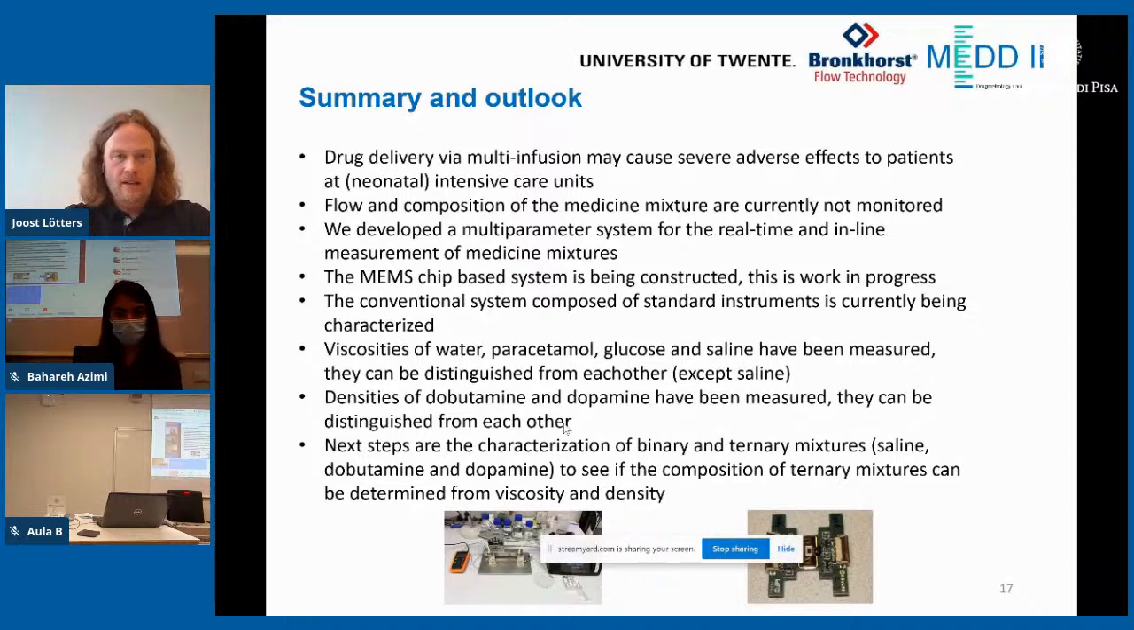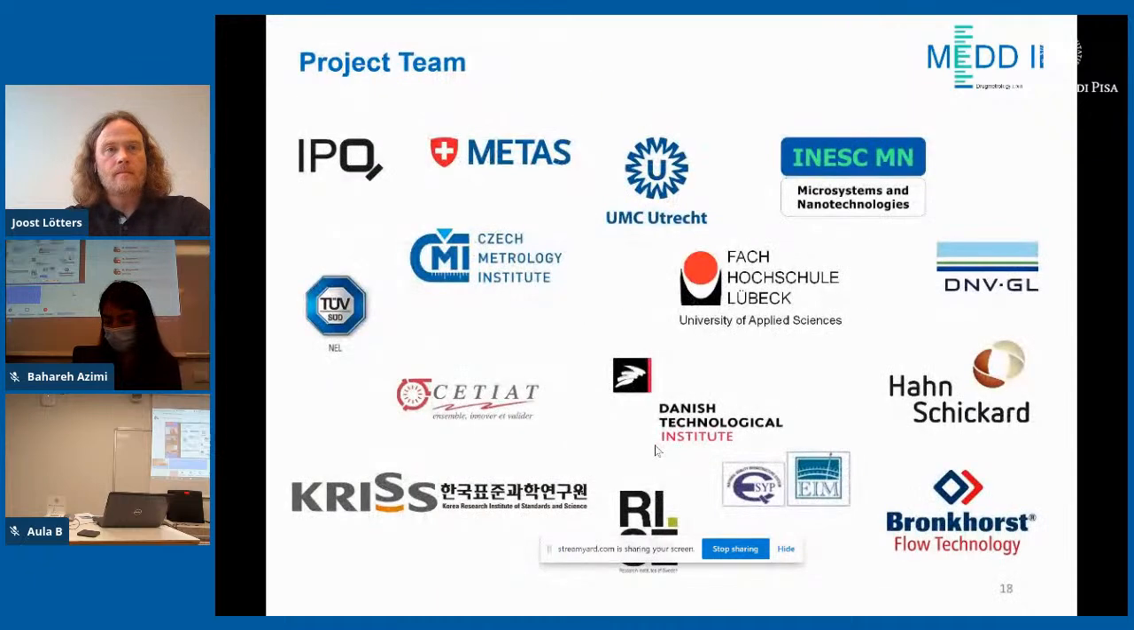So next steps will be the characterization of mixtures, binary and ternary, of saline, dobutamine, and dopamine, because apparently they are the most occurring drugs, to see whether we can determine the composition of these mixtures from viscosity and density. This is a European project. It's called Metrology for Drug Delivery Part 2. The website is drugmetrology.com. Here you see all the partners involved. And thank you for your attention.